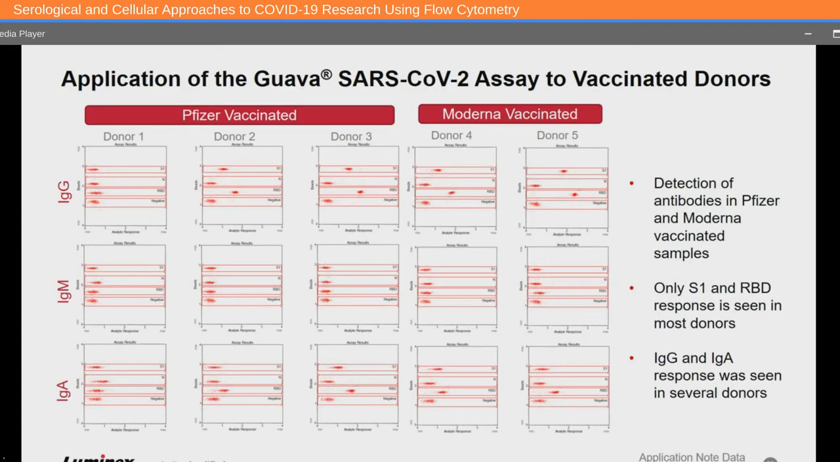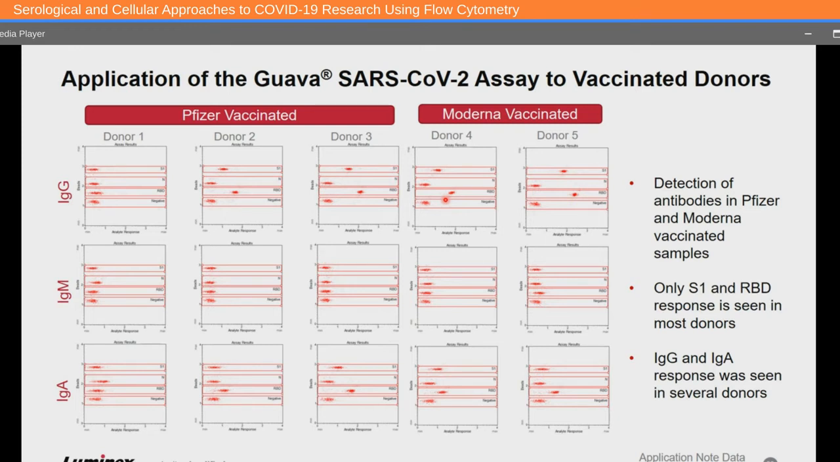Here we show examples of applications of the assay to serum samples from vaccinated donors. Donors include people who have had either Pfizer or Moderna vaccines as indicated. The upper plot shows the IgG response. The middle set of plots represents the IgM response, and the third set of plots represents the IgA response in these samples. The plots immediately show the presence of IgG antibodies against RBD and S1 antigens across the different donors, which is what we would expect to see.